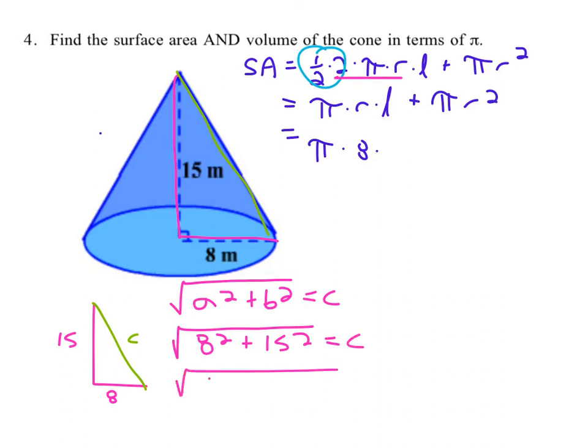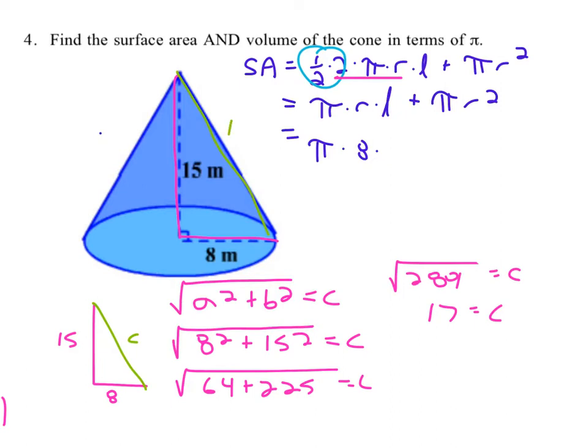square root of 64 plus 225, okay, and I'll continue over here, that becomes the square root of 289 is equal to c, and the square root of 289 is 17, okay, and that's the slant height. And that's actually a Pythagorean triple, the 8, 15, 17. Not as common, but it is.